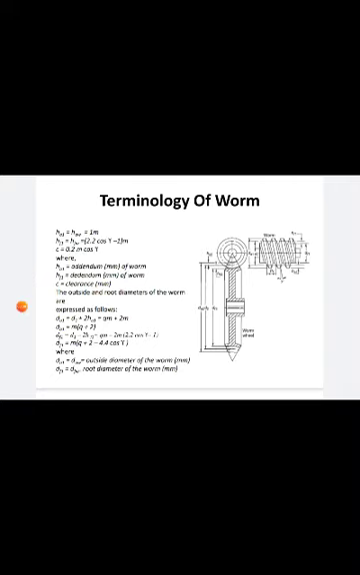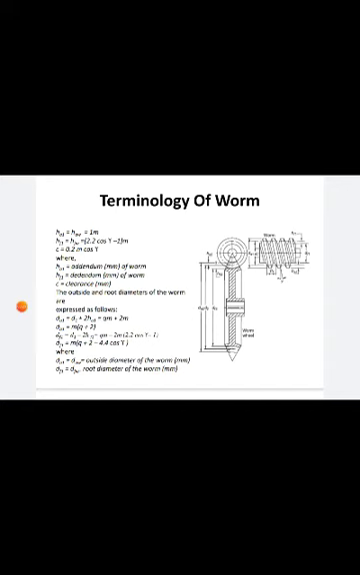Hello friends, now we'll continue with our third lecture on worm and worm wheel. In our last lecture, we have seen some terminology like lead angle. Lead angle is the angle between the tangent to the thread helix on each cylinder and the plane normal to the axis of worm. That means it is the angle between the helix thread and the perpendicular to the axis of worm.